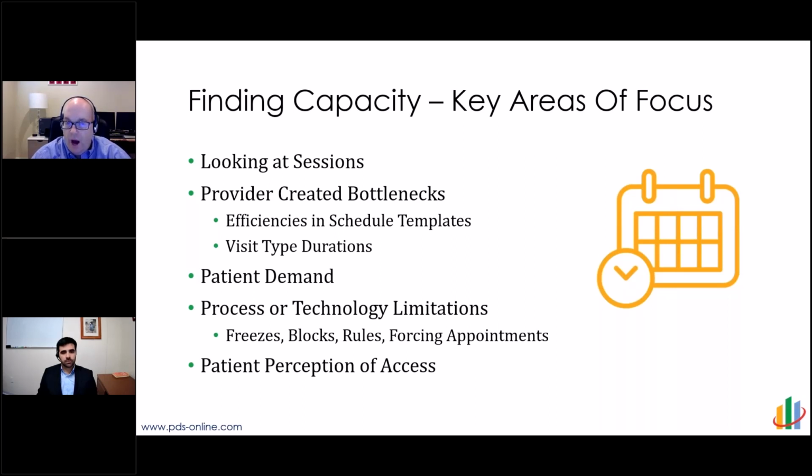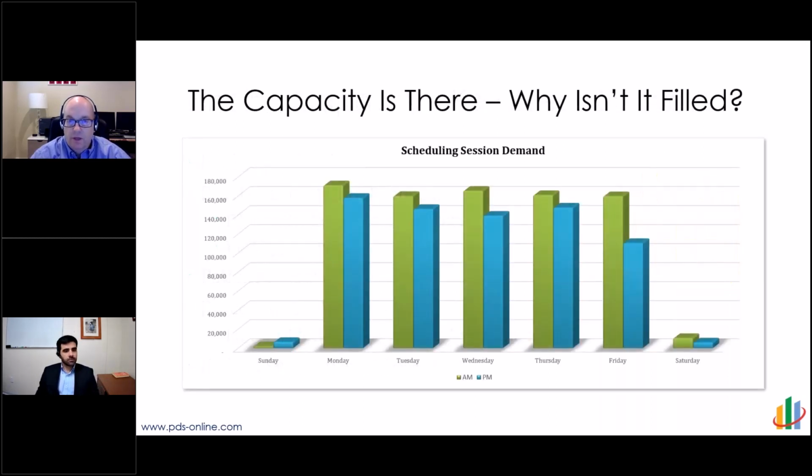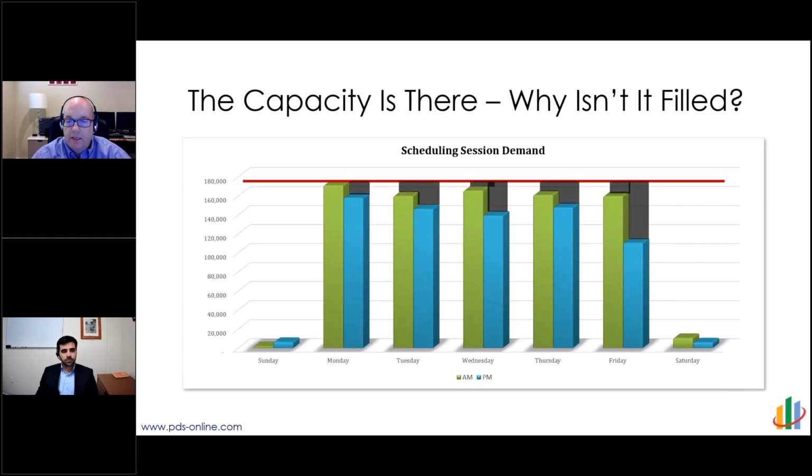A lot of times, if we can optimize what we're doing from a system standpoint, optimize what we're doing from a provider standpoint, we can find capacity that's out there. And a lot of times the first place I like to look is just digging into session volumes. This is usually easy data to get to, where I can see day of the week, time of the day. And right now, I know there's capacity. You know how I know? Because I look at Monday mornings and I see how much higher it is than everything else.